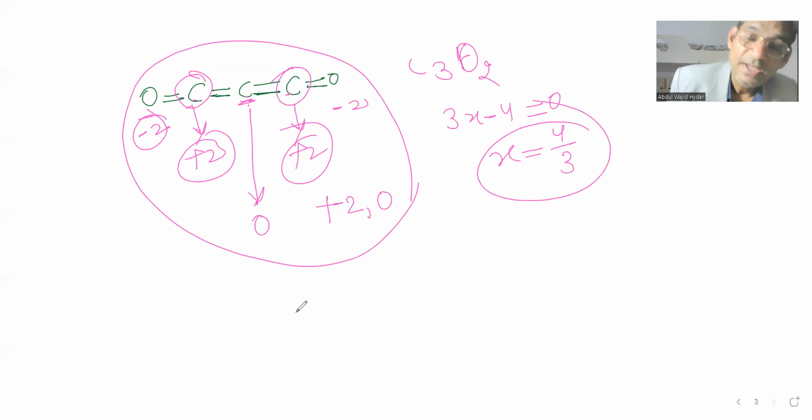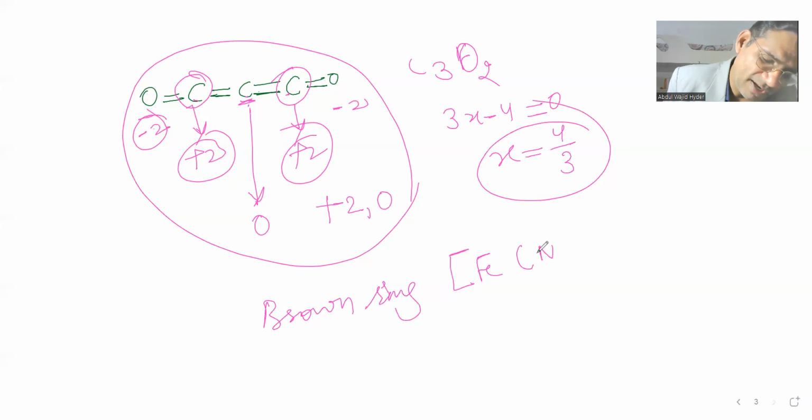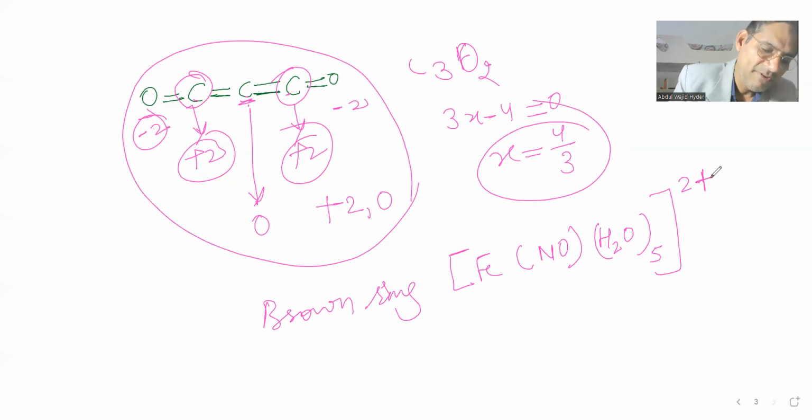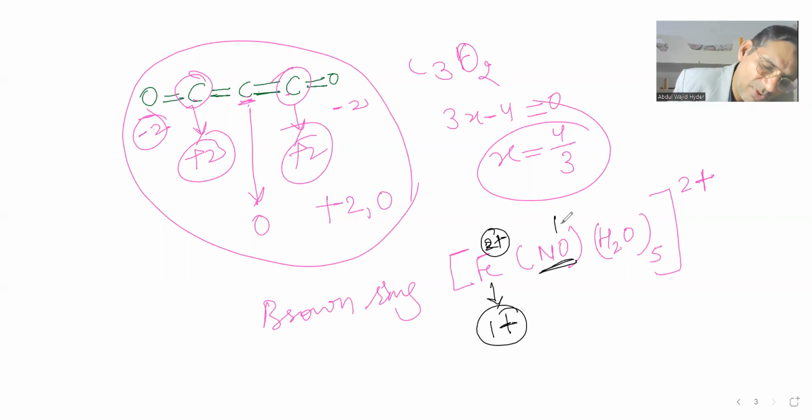Now see, Fe is always either 2 plus charged or 3 plus charged. But what about the brown ring? In the brown ring, Fe is 2 plus charged. But whenever Fe complexes are there with NO, then that NO will always be losing 1 electron. See, this NO will be losing 1 electron, so this Fe2 plus will get converted into 1 plus, and this NO will become 1 plus charged.